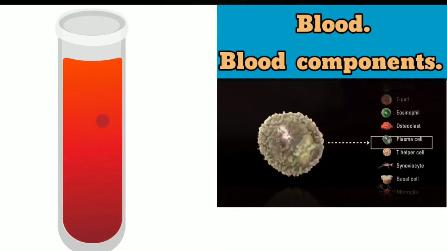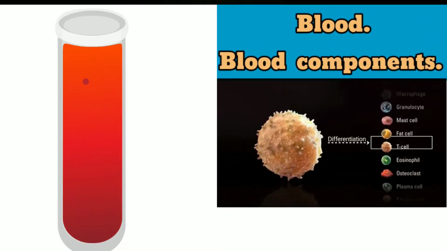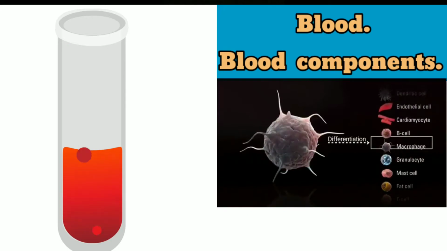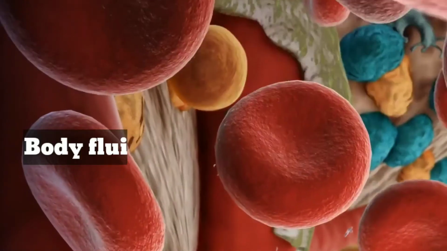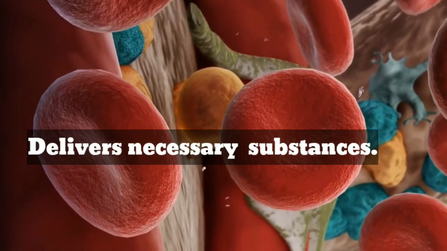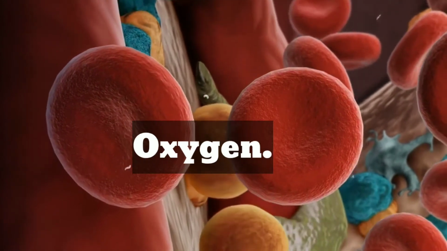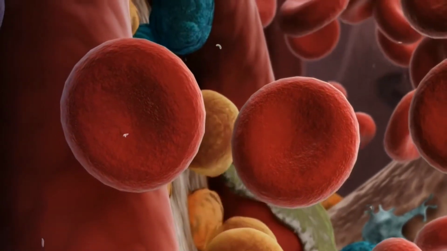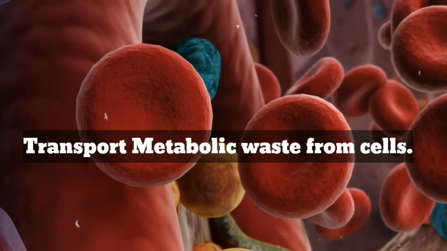Today we are going to look at blood and blood components. So what is blood? Blood is a body fluid, not only in human beings but other animals too, that delivers necessary substances such as nutrients and oxygen to the cells and transports metabolic waste products away from the same cells.